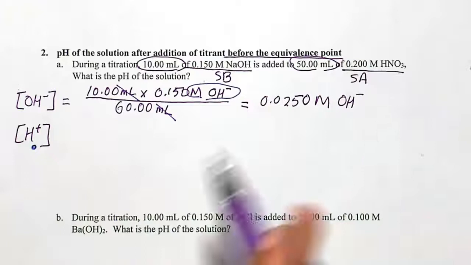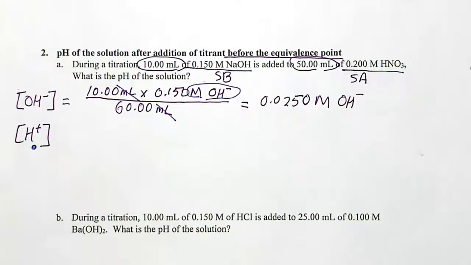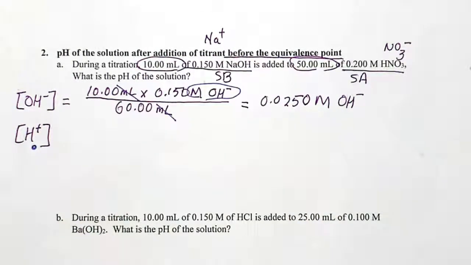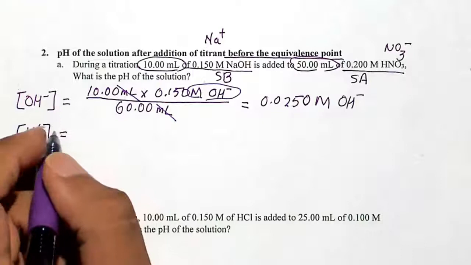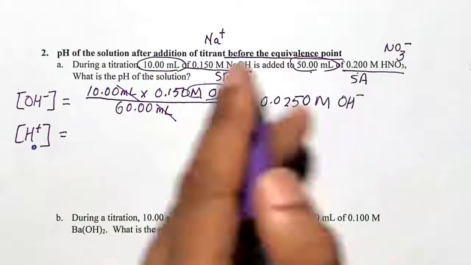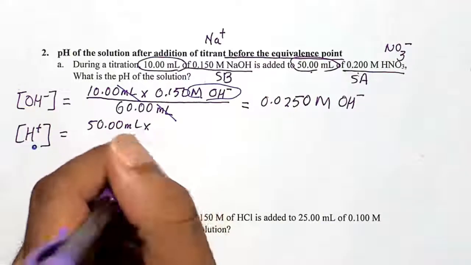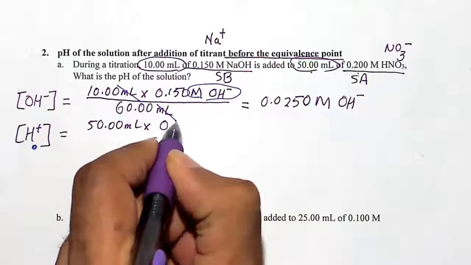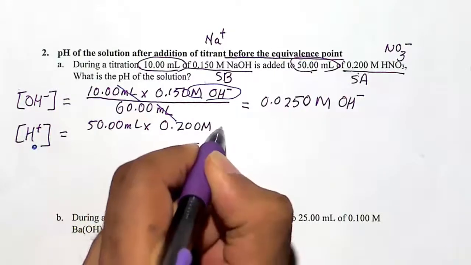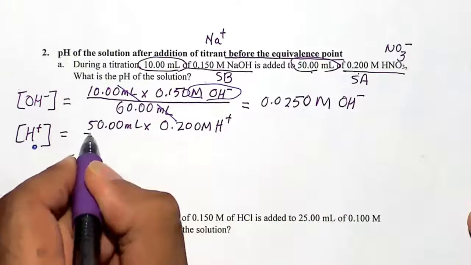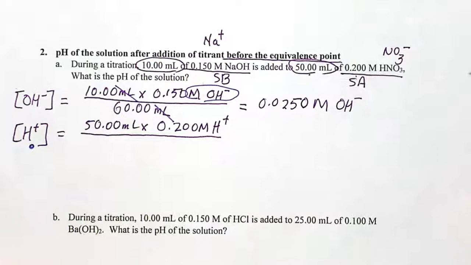Notice I'm not concerned about the NO3 minus. The NO3 minus here, just like the sodium ion here, are what are known as spectator ions. They're not really going to participate in any acid-base reactions. So the concentration of H+, what do we have here? We have 50 mL of a 0.2 molar HNO3, so we took 50 mL out of a bottle that has a concentration of 0.200 molar. I'll just put H+ here, knowing that my nitrate is a counter ion or spectator ion.